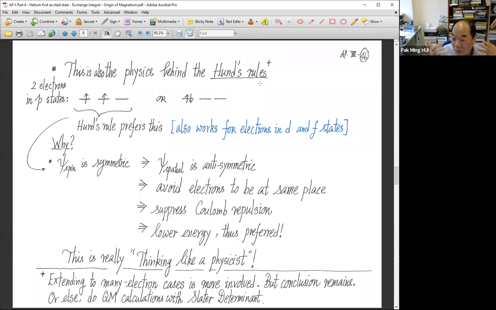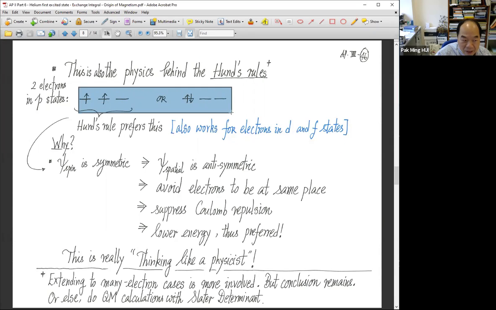Hund's rule is more general than what we just discussed. For example, with bigger atoms, we have two electrons to put into the 6p state. How should we put them? Should we put one up and the other up, say in px and py, or pair them up in px? Which one will have the lower energy?